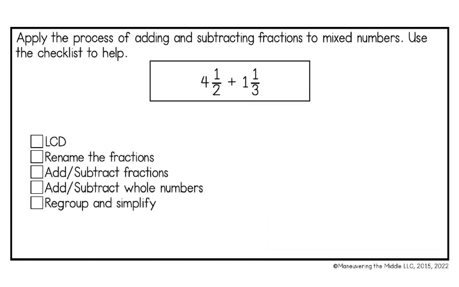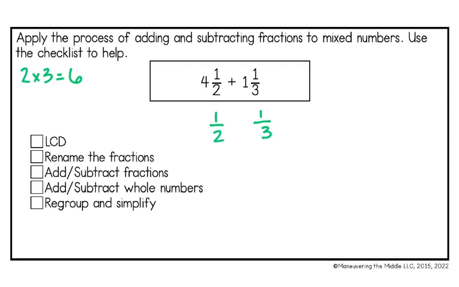All right, our next example, we have 4 and 1/2 plus 1 and 1/3. So again, I need to find that least common denominator. And I'm going to do it just like we did last time, just by multiplying. 2 times 3 equals 6. So that's going to be our least common denominator. I need to rename our fractions.